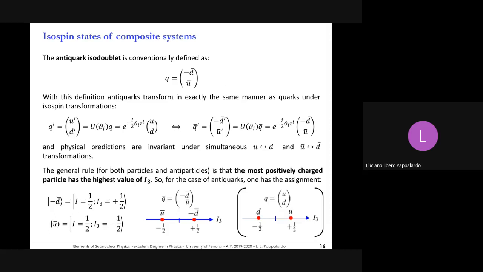So what is now the situation for the antiquark isospin doublet? In this case, it is the minus anti-down quark that comes with the positive value of the third component, and the anti-up quark comes with the negative value. So when you represent the antiquark doublet on the I3 axis, you see that the minus d bar takes the value +1/2, and the u bar takes the value -1/2. And this has to be compared with the situation with quarks, where instead the up quark has the positive projection and the down quark has the negative projection. We will come back to this later on.